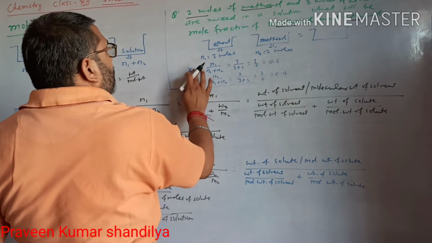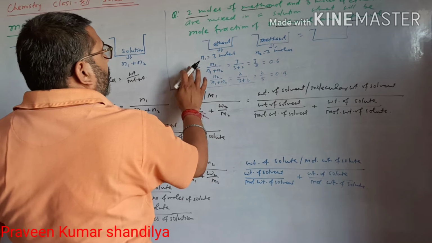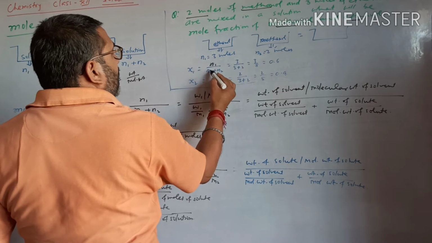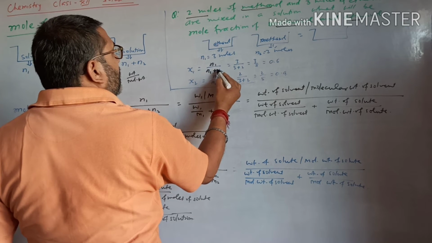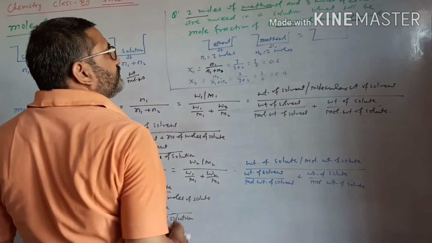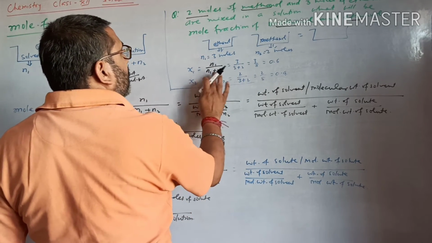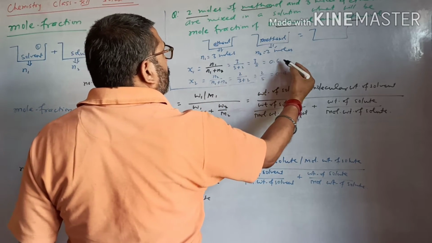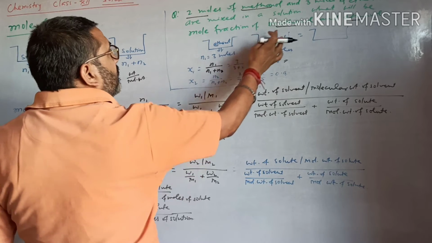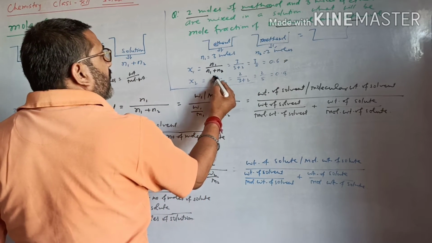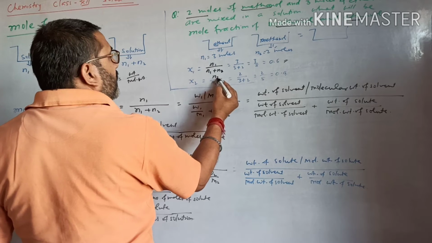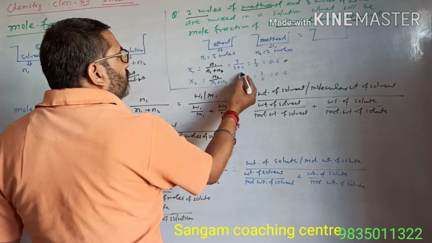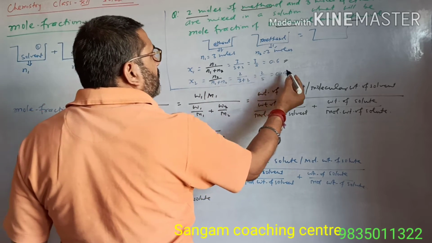We see first ethanol, X1, the mole fraction of solvent. Thus N1 is above, and below what is written? N1 plus N2. N1 is 3, N2 is 2. Thus 3 by 5, that means 0.6. X2, the mole fraction of methanol: how can we calculate? For X2, N2 is written above and below N1 plus N2. Thus 2 by 3 plus 2, 2 by 5 is equal to 0.4.